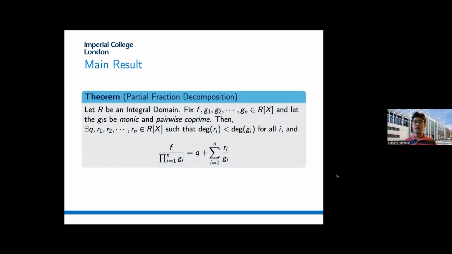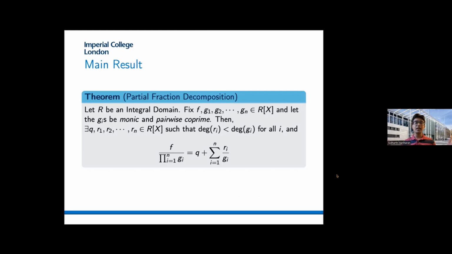And now we come to the main result, which is the partial fraction decomposition theorem. So we have two conditions here that we need on our f and on our g_i. Well, actually, the conditions are just on the g_i. So we need the g_i, first of all, to be monic. Second of all, we need the g_i to be pairwise coprime. That means if i does not equal j, then g_i is coprime to g_j. And coprime is just this definition here.